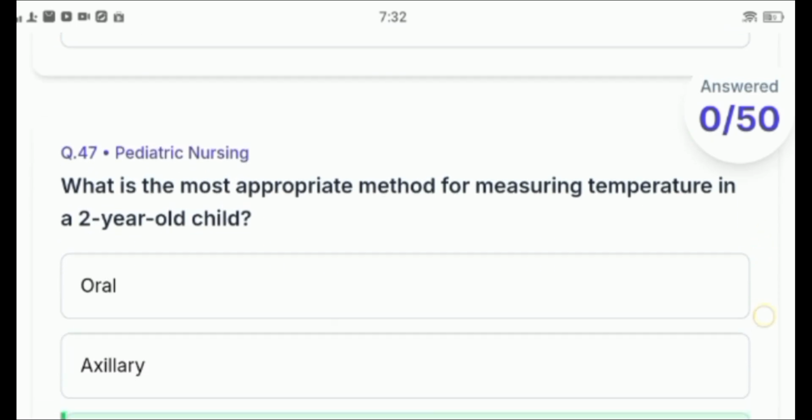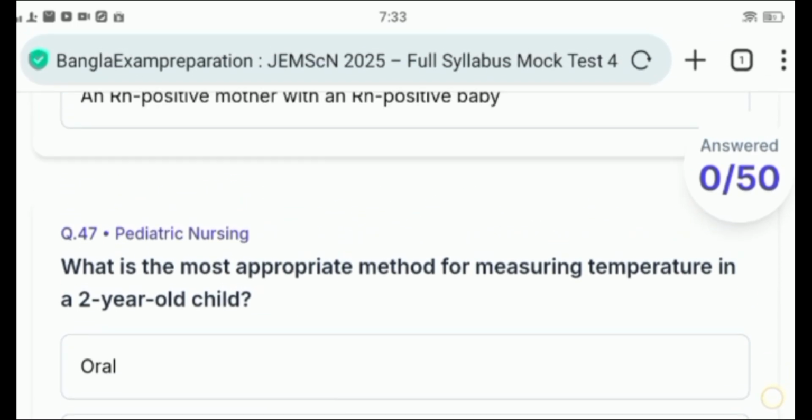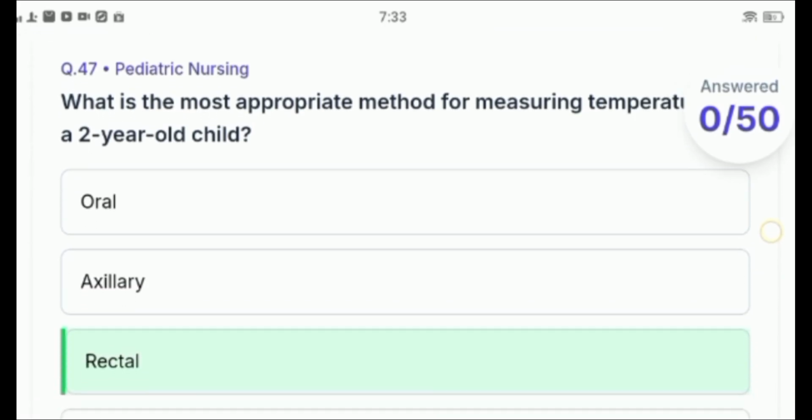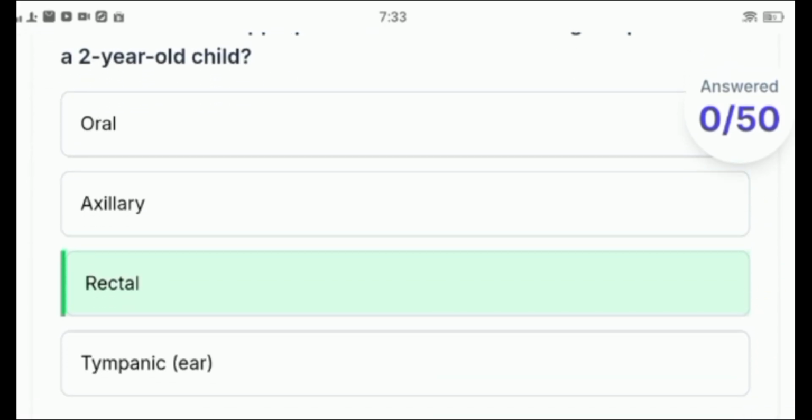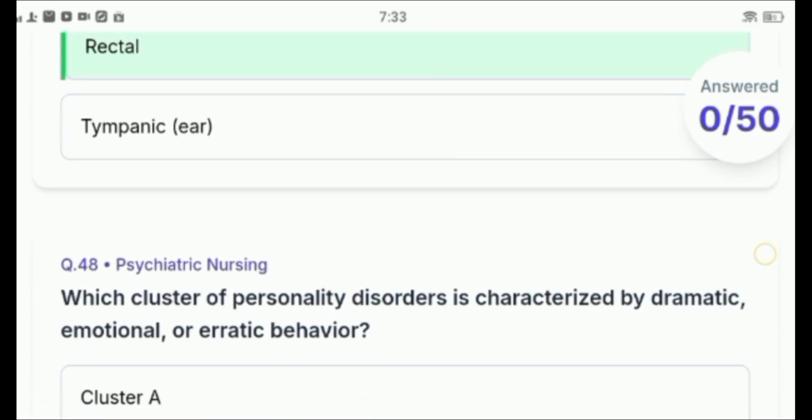47. Pediatric nursing. What is the most appropriate method for measuring temperature in a 2-year-old child? Option A. Oral, B. Axillary, C. Rectal, and D. Tympanic. So the correct answer is rectal.